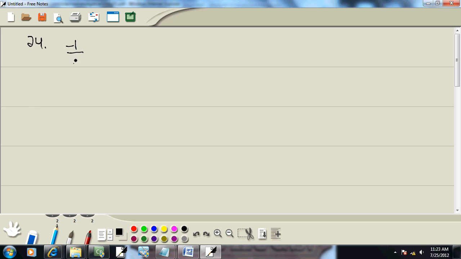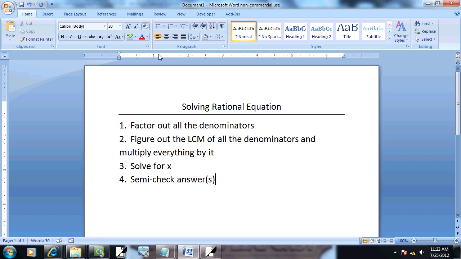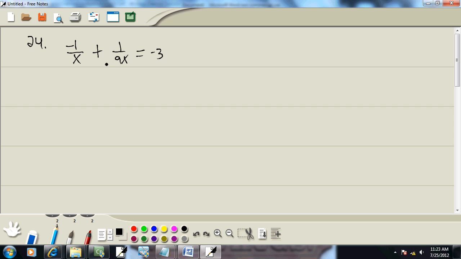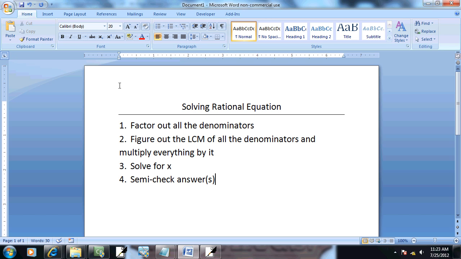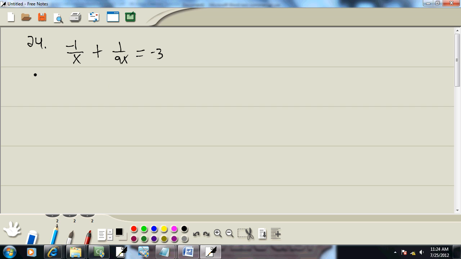So we got negative 1 over x plus 1 over 9x is equal to negative 3. Factor all the denominators. Well, there's nothing to factor here. I guess 9 I could do 3 times 3. But step 2, figure out the LCM of all your denominators and multiply everything by it. Well, we only have one number, so that's included in our LCM.